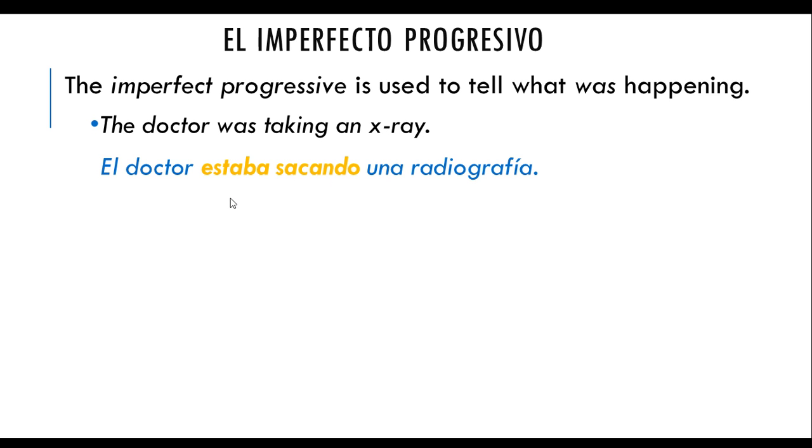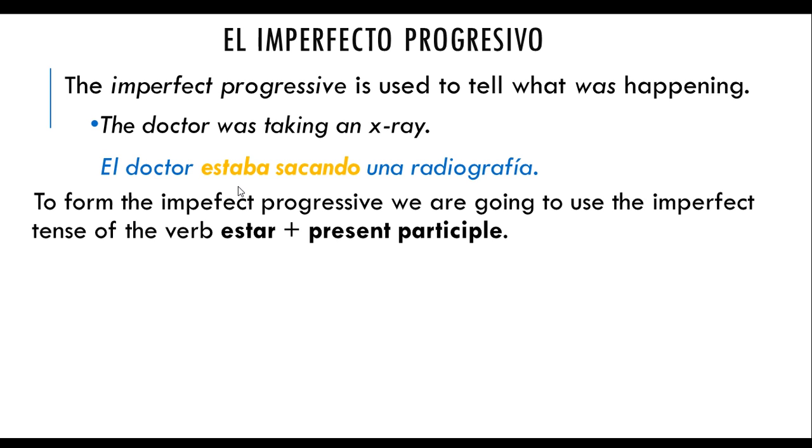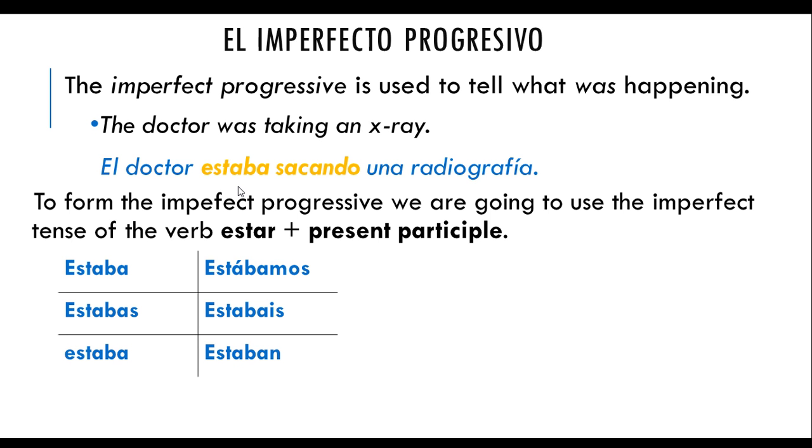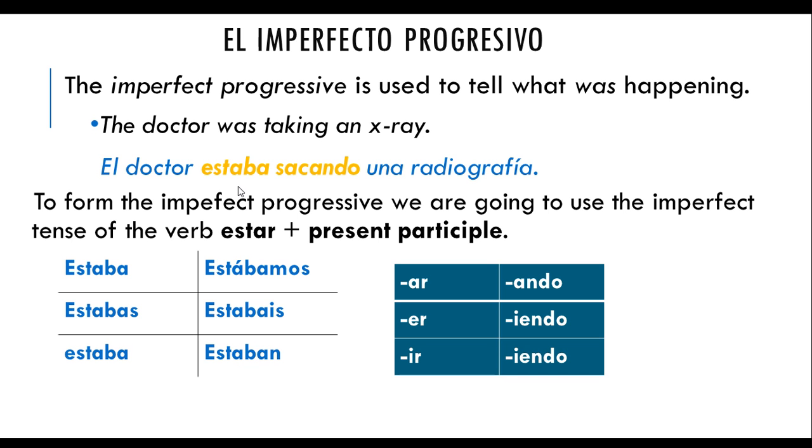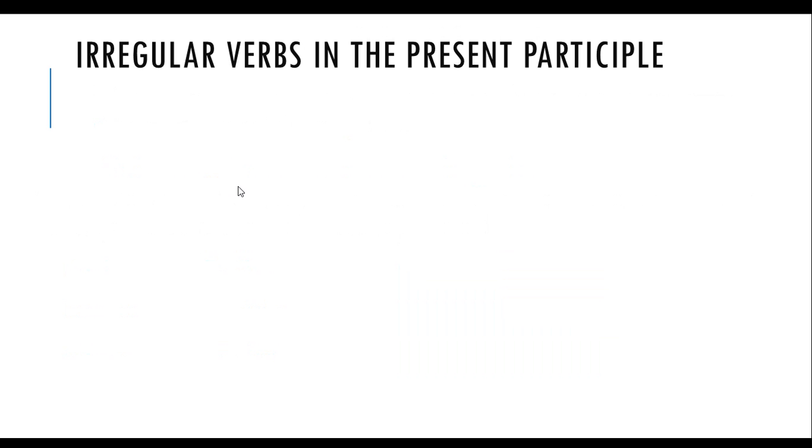So the only thing that has changed is that we're using the verb estar in the imperfect tense, right? It's called imperfect progressive. So we're using the imperfect tense of the verb rather than the present tense of the verb. So the conjugations of estar in the imperfect are estaba, estabas, estaba, estábamos, estabais, estaban, and the present participle does not change. AR verbs are still going to be ando, ER and IR verbs are going to be yendo. What's new though is that we're going to have some irregular verbs. So the stem is going to change in the present participle.